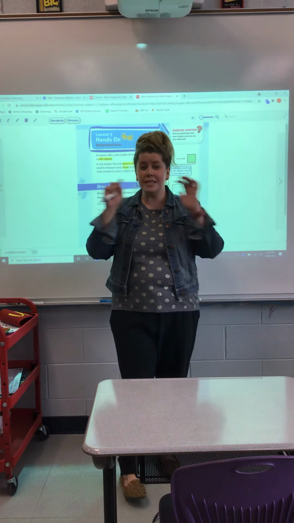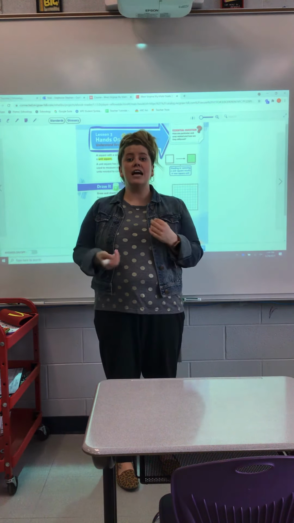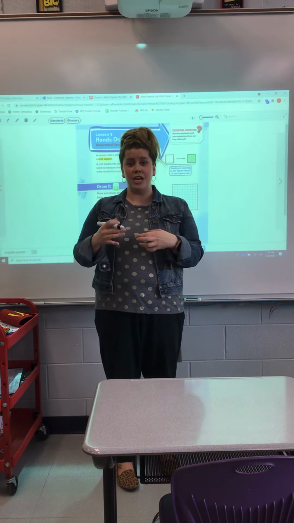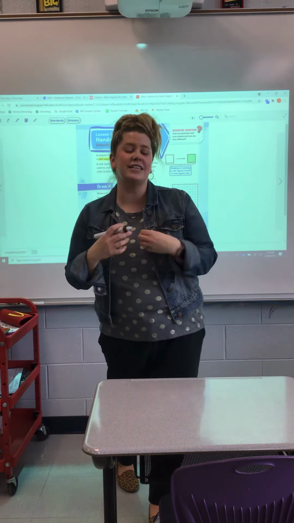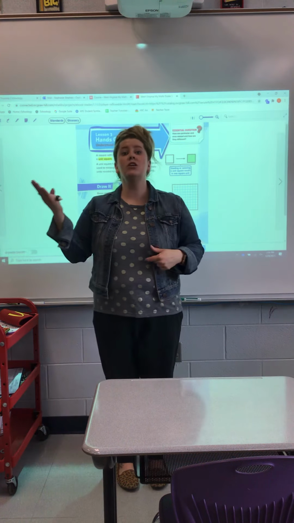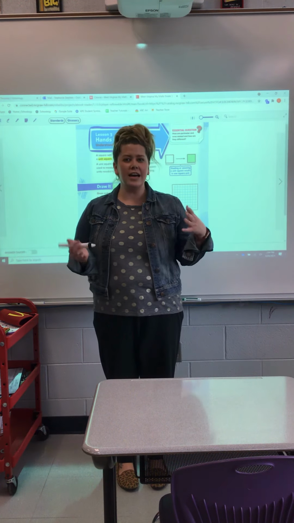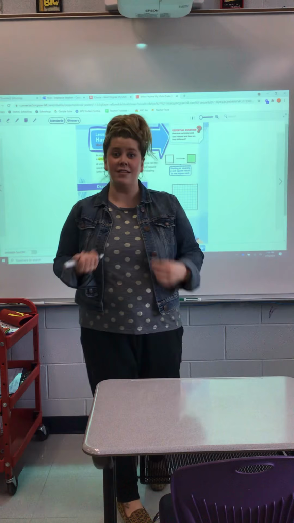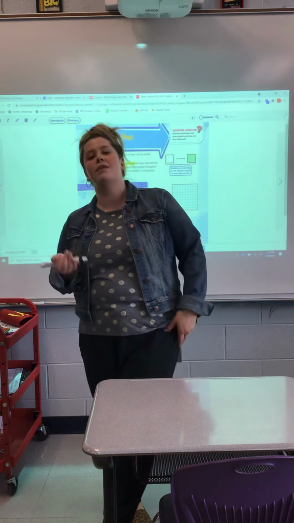So if perimeter is the outside, area is the inside of a shape. How much is in the inside of a shape? So if perimeter is a fence, area is the grass inside of the fence, okay? That's kind of how I like to remember it.